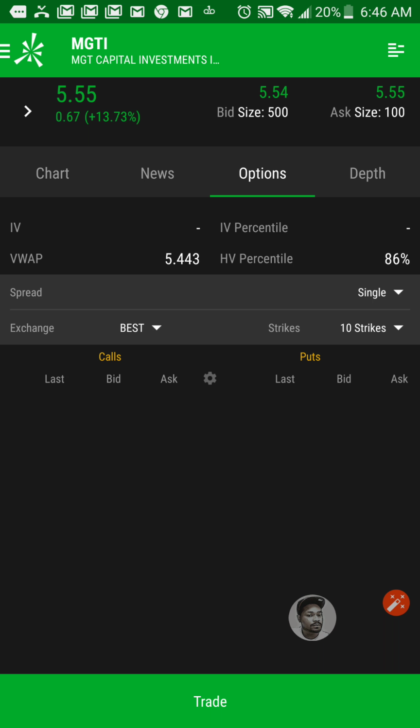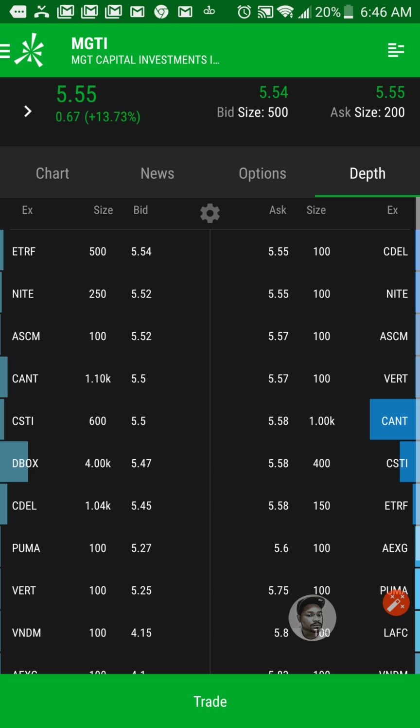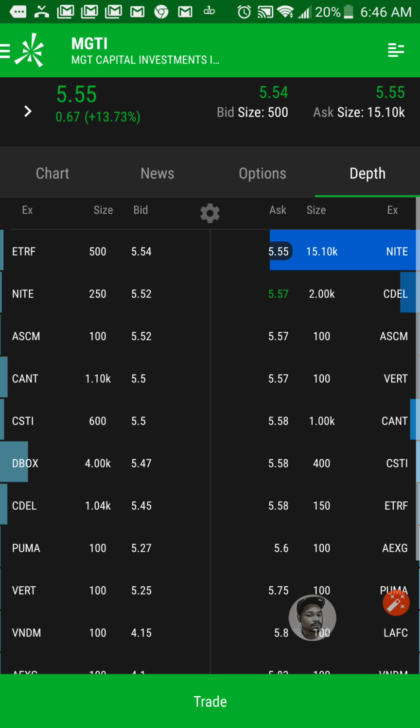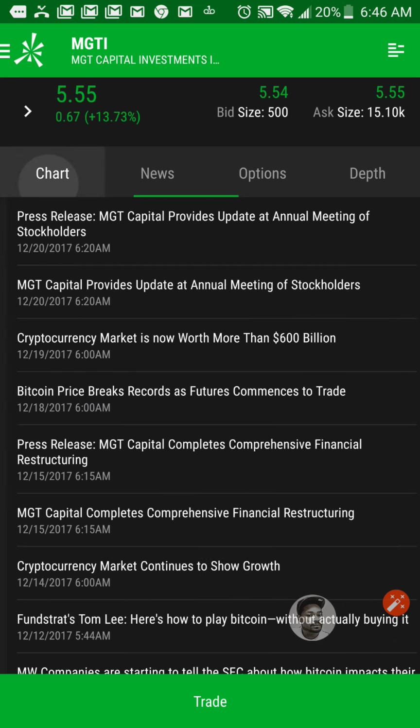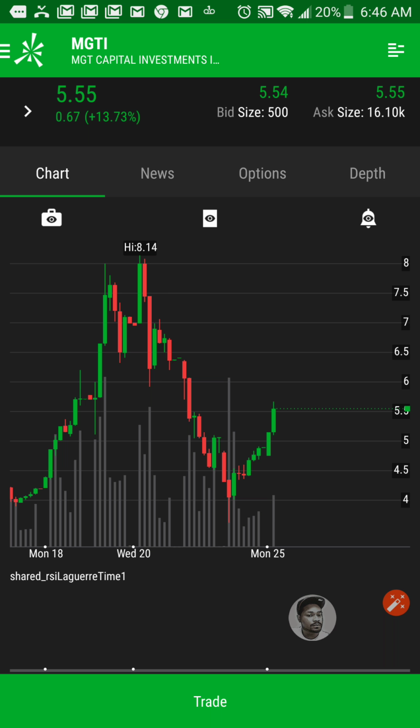What does it say? There has to be an option in here. The depth of market. Look at all those people asking, trying to sell it for $5.55. All right, so I mean, is it going up? What you tell me is 13.73% right now. It was just at 12. It's already at the bottom of a pullback.